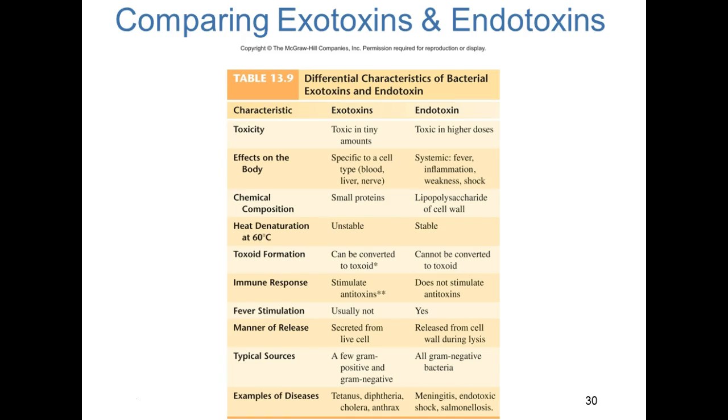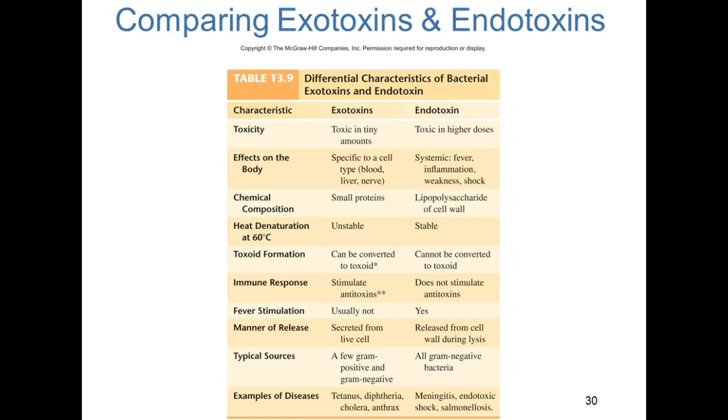So here is a table that shows you differences and similarities in exotoxins and endotoxins. As far as exotoxins, it doesn't take very much of the toxin in order to cause an effect. We'll take a look at some toxins in Module 2 that are the most toxic molecules known to man, for example, Botox, botulinum toxin. For endotoxin, it takes a lot more of the toxin in order to exert its effect. Exotoxins are specific to a cell type, whereas endotoxins are systemic. Exotoxins tend to be small proteins, but endotoxins are lipopolysaccharides.